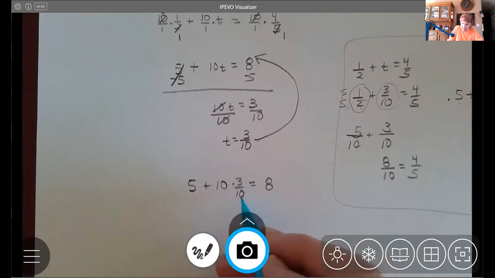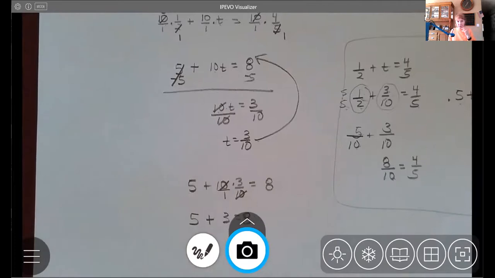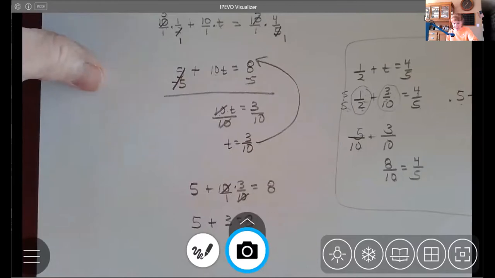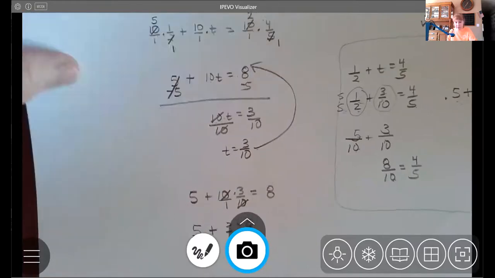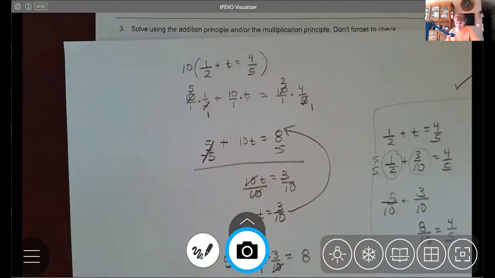So that gives you 5. When you multiply these, the 10s cancel. And so you end up with a true statement. Okay, either way. All right, that's what we're going to work on a lot, is clearing fractions. Let's look at number 2.